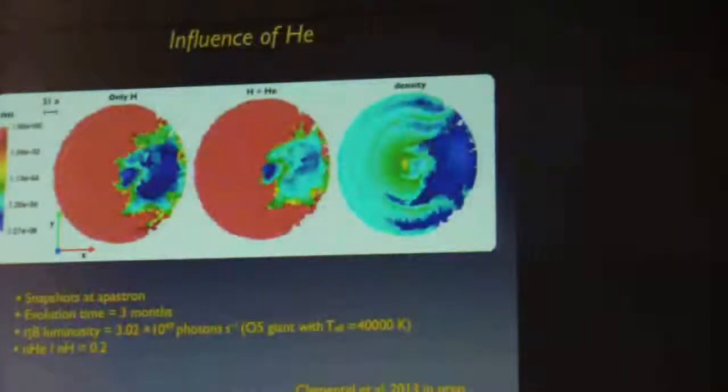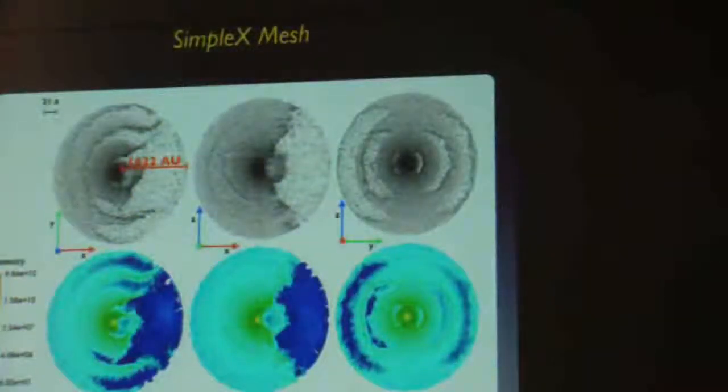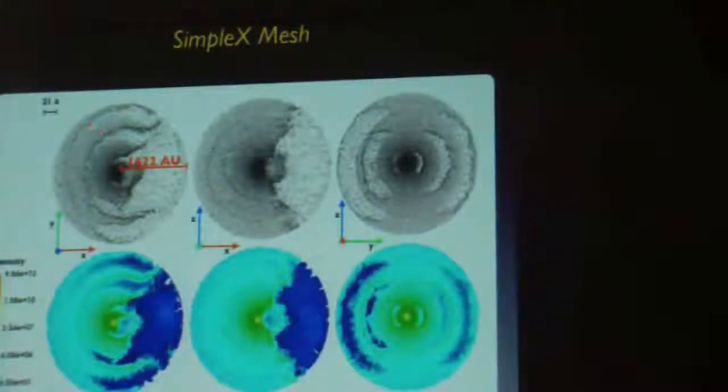So if you apply all of this, this is what you have. This is a grid that closely follows your density. This is the scale of our simulation, which is comparable with the average space telescope observation. And this is a density.